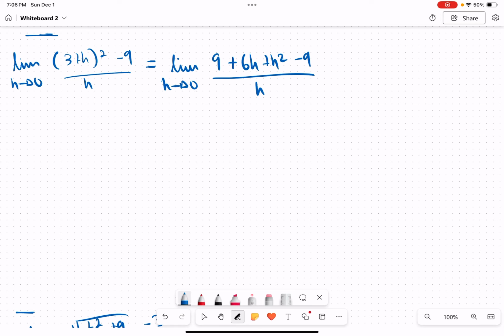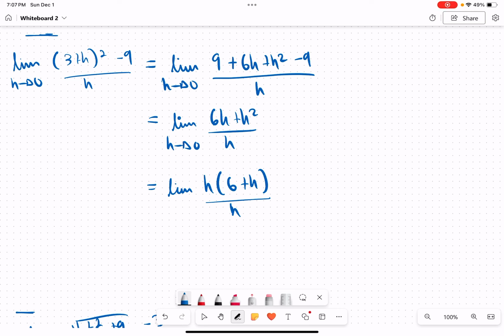But still, I cannot substitute 0. So the next thing I'm going to do is combine the like terms in the top. That is 9 minus 9, which is 0. And I am left with the limit of 6h plus h squared over h as h approaches 0. Now I can see that the h could be factored out on top. So I'm going to write the limit and then factor out one of the h's, and I'm left with 6 plus h over h as h approaches 0.